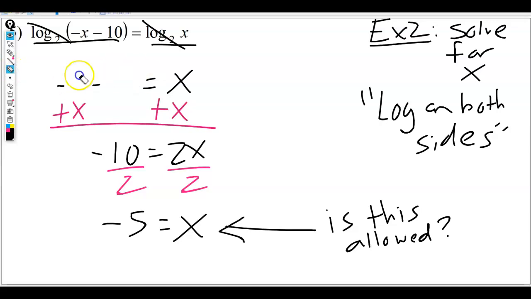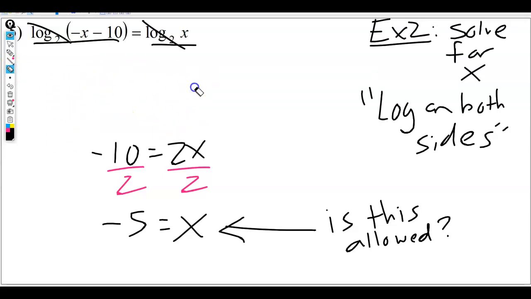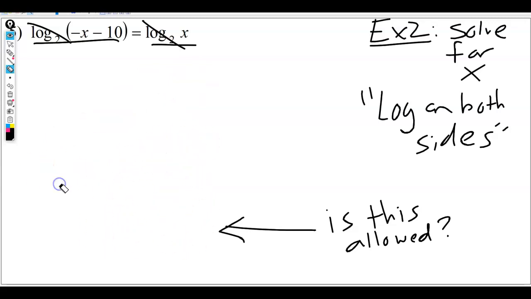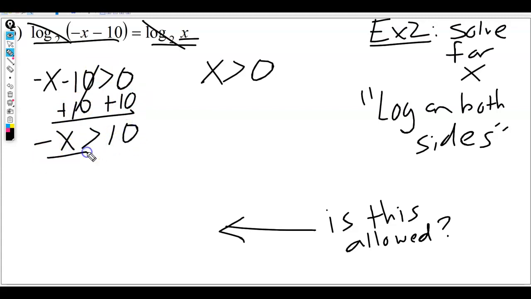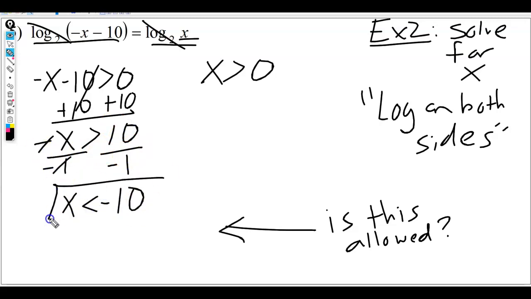Let's back up a little bit, and I'm going to find my domain really quick. Erase these. Now I've got 2 logs, so technically I would need to find the domain twice. We have -x minus 10. That needs to be greater than 0. And we also have x, and that needs to be greater than 0. Now for the first one here, I'm going to add 10 to both sides. And then I'm going to divide both sides by a -1. Since I'm dividing by a negative, I will need to reverse it. So my answer needs to be less than -10. And my answer also needs to be greater than 0.